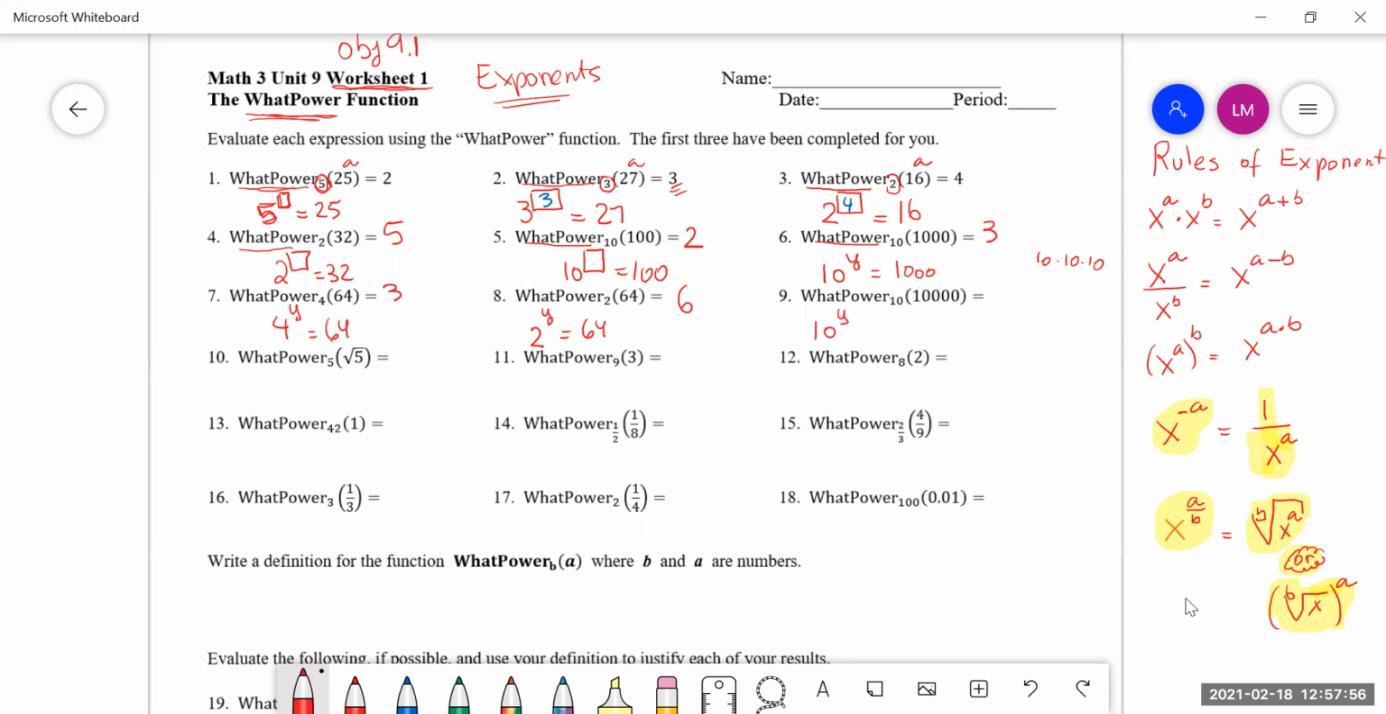10 to what power will give me 10,000? Let me see. 1, 2, 3, 4. Oops, sorry, my zeros are all messed up. Well, look at how many zeros we had here. We had 1, 2, 3 zeros, and our answer was 3. So 1, 2, 3, 4 zeros, my answer is going to be 4. 10 times 10 times 10 times 10 will give me 10,000.